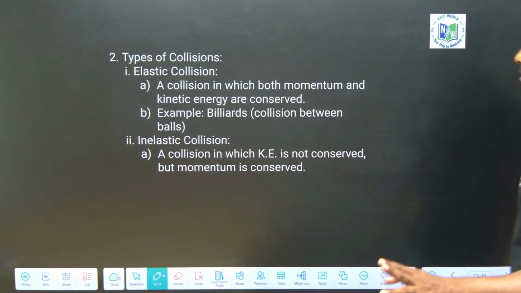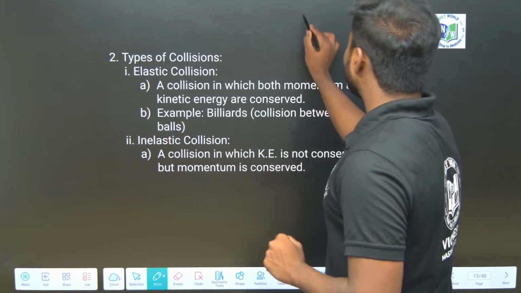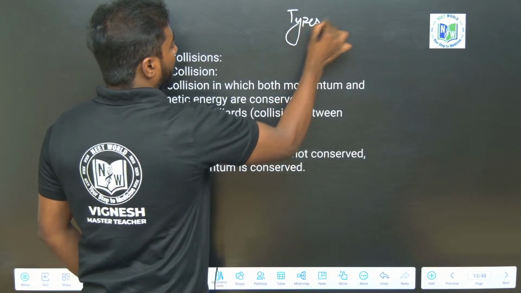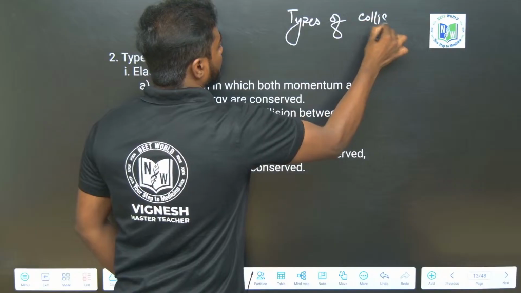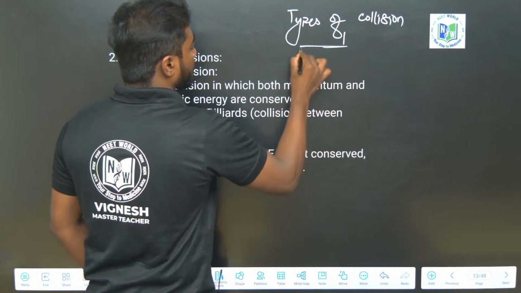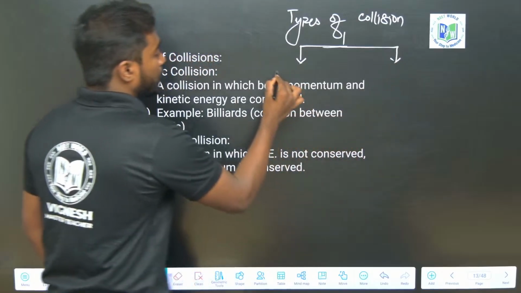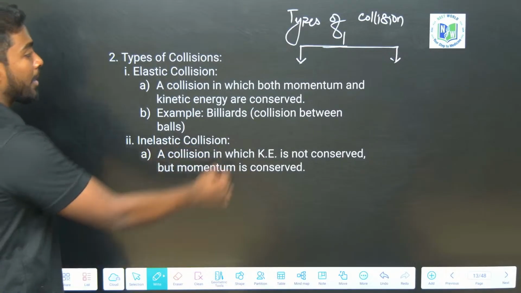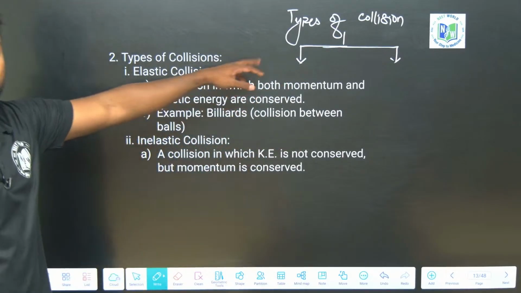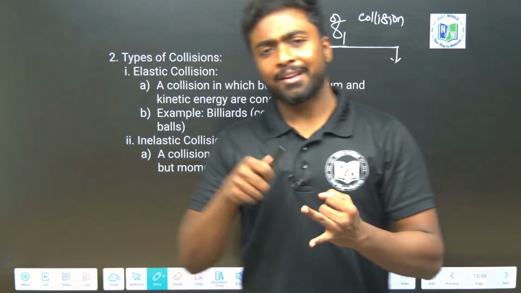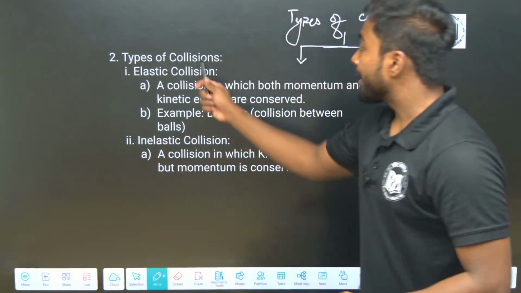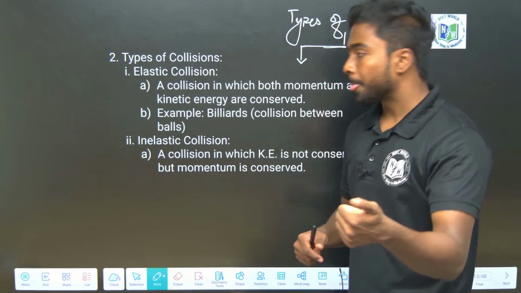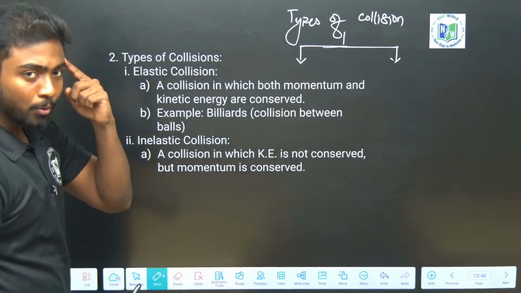Second thing is types of collision. So there are two types of collision. You can write like this also. The first one is elastic collision. The second one is inelastic collision. Under elastic collision, when momentum and kinetic energy are conserved, we'll say it's an elastic collision. When momentum is conserved but kinetic energy is not conserved, right? So two points you need to keep in mind.